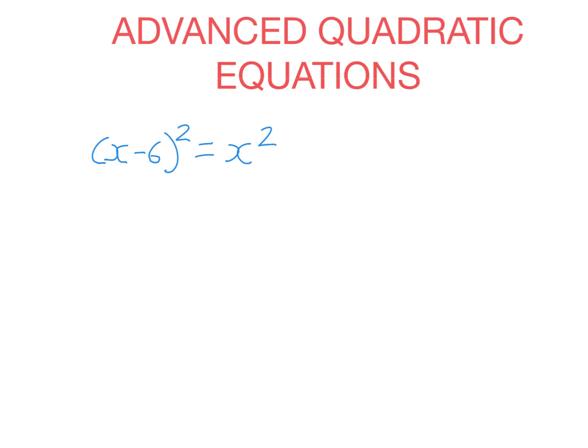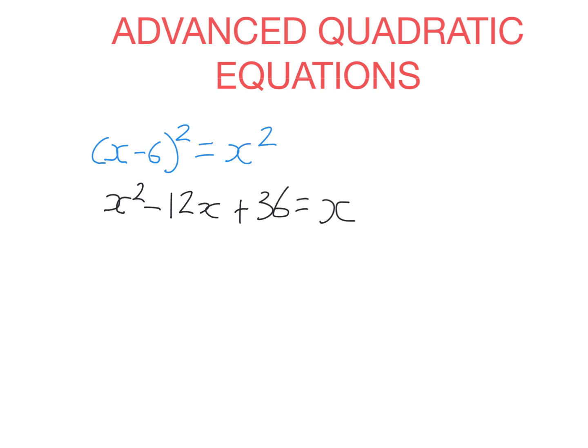Thank you so much for tuning into this video in which we will look at some advanced quadratic equations. So this first equation isn't too difficult because we know for any quadratic equation, whether you're factorizing, using completing the square or the quadratic formula, you need to make one side equal to 0. So to do that, we're going to have to expand the brackets here. And then we're going to have to make one side equal 0.